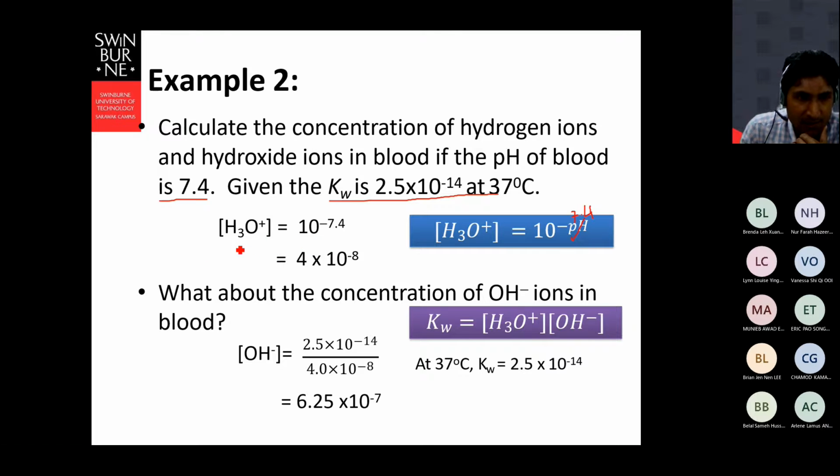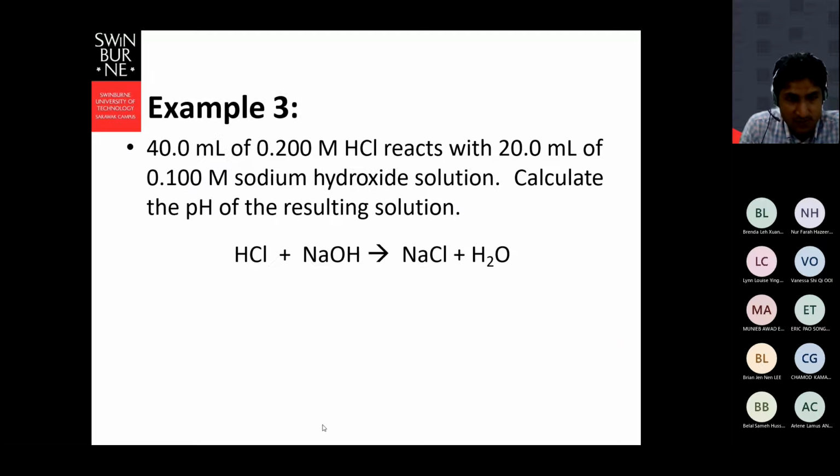This is the hydrogen ion concentration, or hydronium ion concentration. And what about the hydroxide ion concentration? Well, the hydroxide ion and hydrogen ion concentrations are related. If one is higher, the other will be lower to make the balance. So we can find it from the same relation. We put in the values, use the Kw value for this temperature, and then the hydroxide ion concentration is 6.25 times 10⁻7.